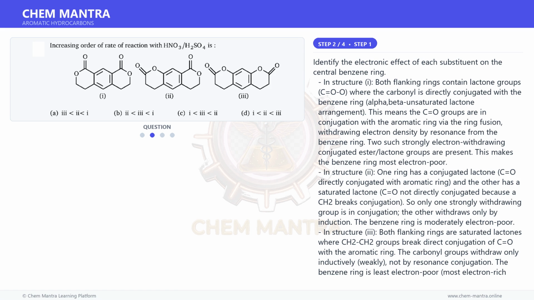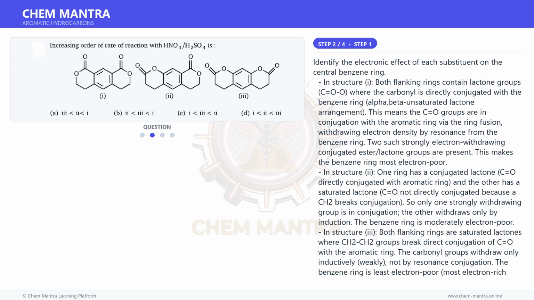In structure 2, one ring has a conjugated lactone, C=O directly conjugated with the aromatic ring, and the other has a saturated lactone, C=O not directly conjugated because a CH2 breaks conjugation. So only one strongly withdrawing group is in conjugation, the other withdraws only by induction. The benzene ring is moderately electron-poor.